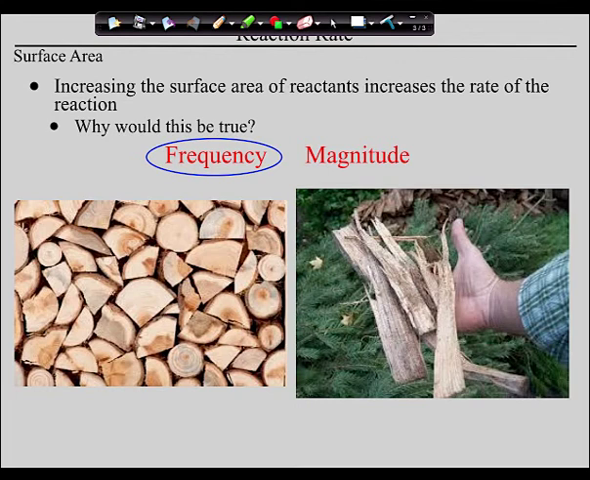You good? Okay, so the idea is this. Imagine that you're an oxygen molecule in the air and you're trying to run into the surface of the wood to start a fire. Well, on a log, there's very limited surface area. There are very few places where you can run into the wood. But imagine if you just took that one log and split it into 20 little pieces of kindling. Now, there's so much more surface area that those oxygen molecules can collide with the surface much more frequently because there's literally more surface for it to collide with. Is that okay? You guys good?